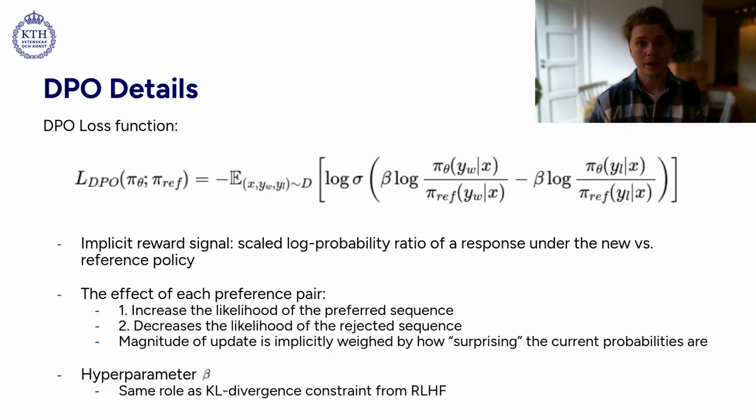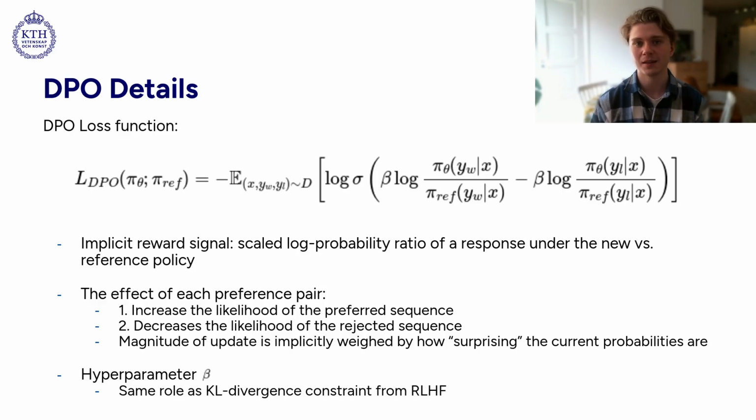The hyperparameter beta is crucial here because it plays the role of the magnitude of the KL divergence constraint from the original RLHF objective that we looked at before. A smaller beta allows for larger deviations from the reference policy, while a larger beta keeps the fine-tuned model closer to the original.